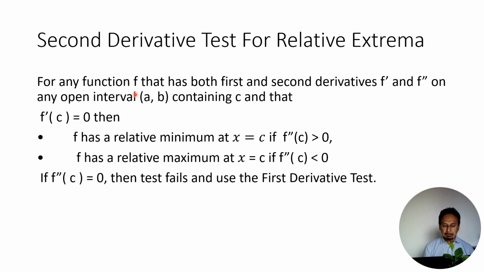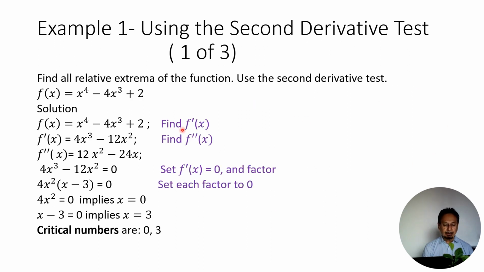Well, for any function f that has both first and second derivatives, f prime and f double prime, on any open interval (a, b) containing c, and the first derivative at c equals 0, then f has a relative minimum at x equals c if f double prime evaluated at c is greater than 0. f has a relative maximum at x equals c if the second derivative evaluated at c is less than 0. If f double prime evaluated at c equals 0, then the test fails, and in such cases use the first derivative test. So here is an example.